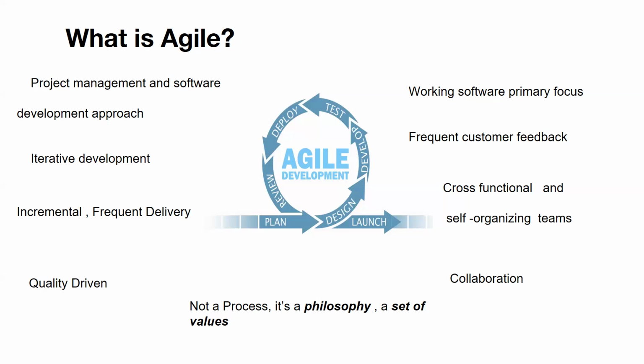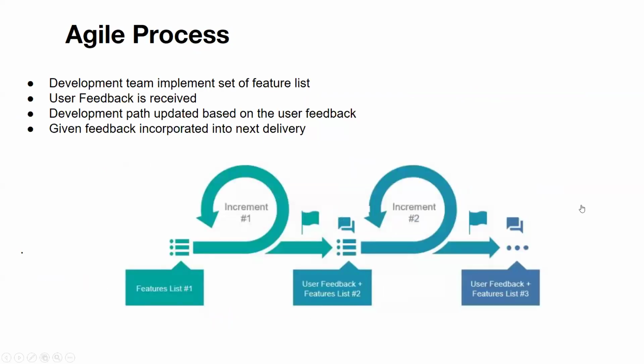Cross-functional and self-organizing teams. There will be small teams who are developing these specific software products, and there will be more relationship and more trust built within the specific teams. Collaboration is also high when it comes to Agile, because in Agile teams there are only around 7 to 10 team members who are working on a single part of the software, right? So this is the high level of the Agile process.